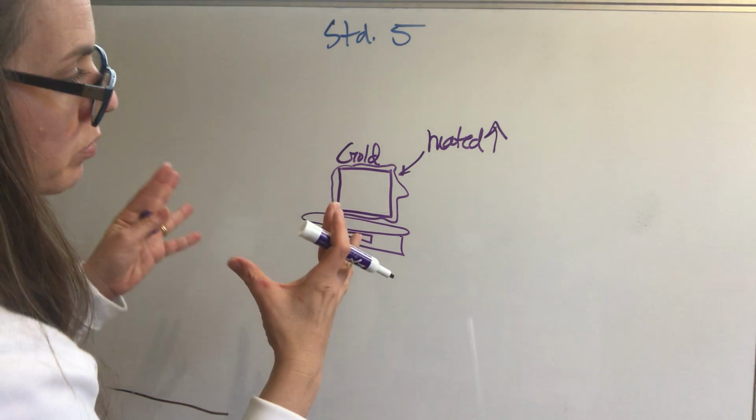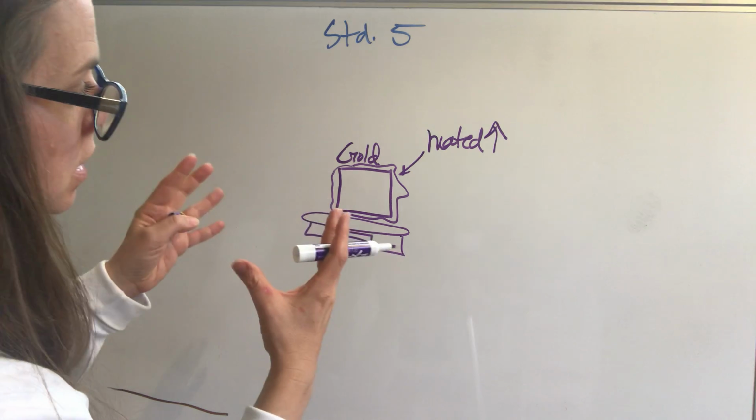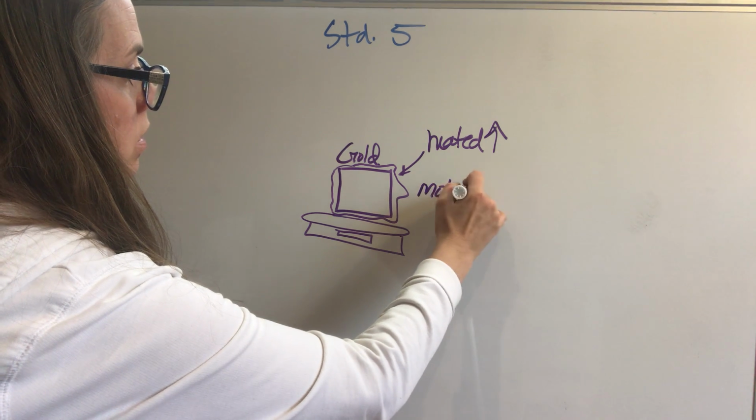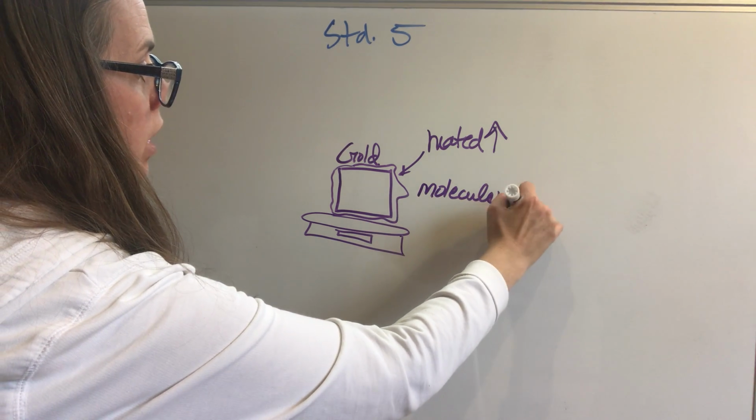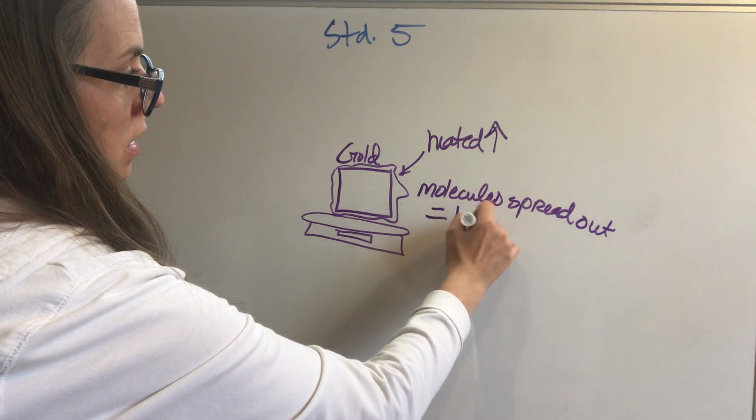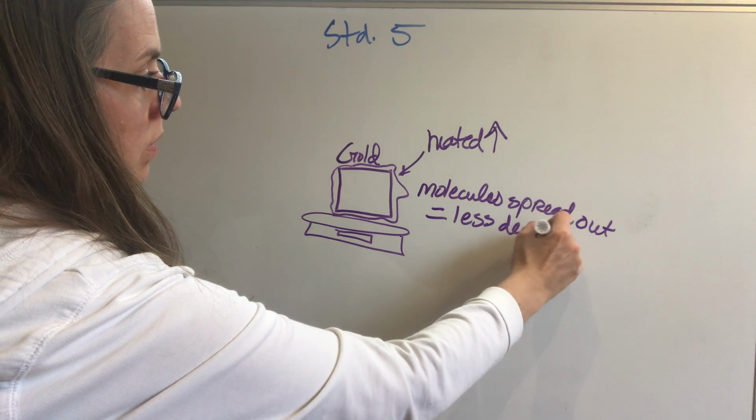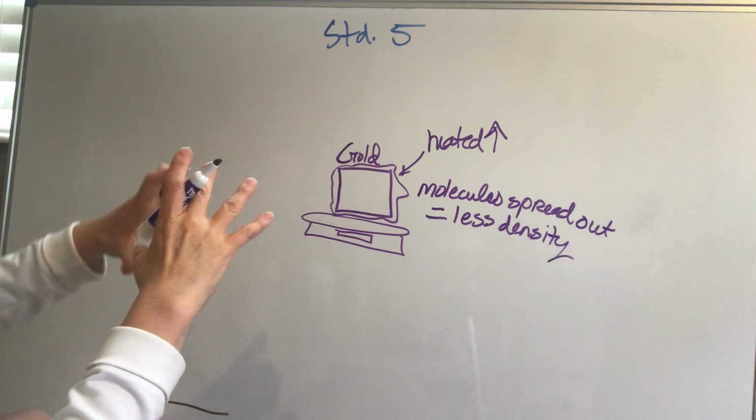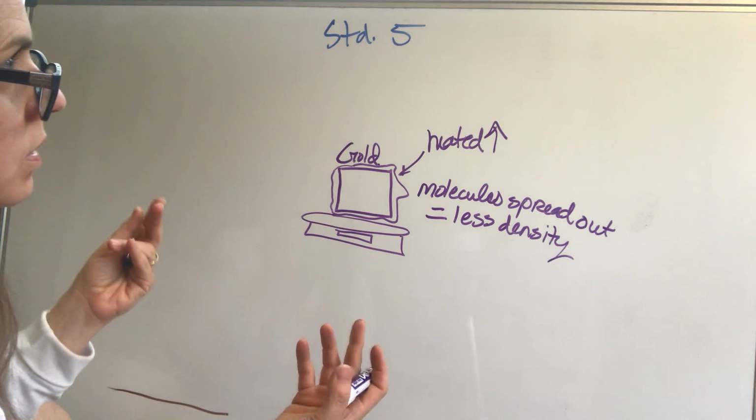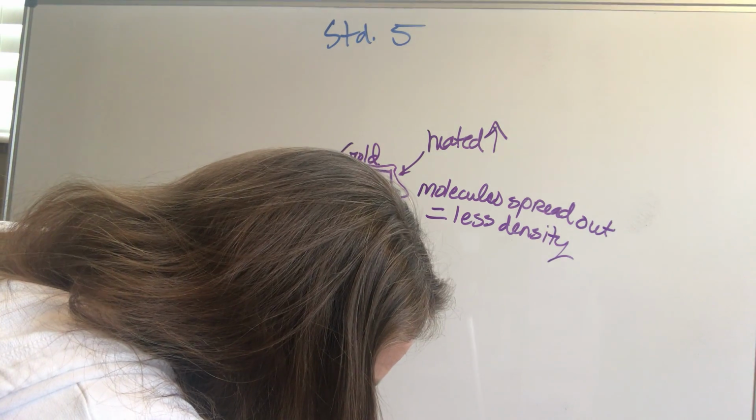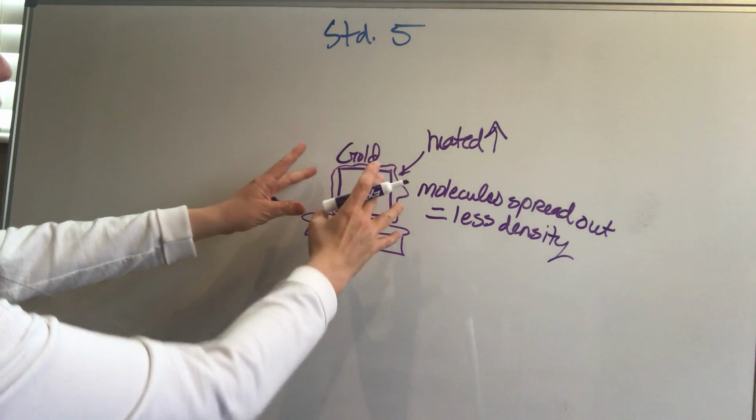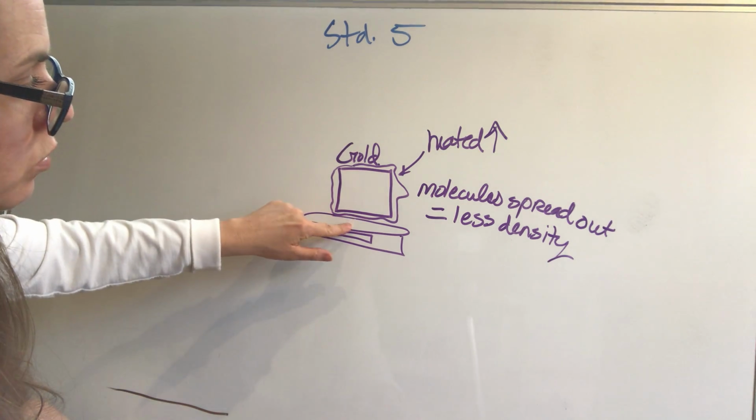That's because the molecules spread out when a substance is heated, right? It becomes less dense. So when molecules spread out when a substance is heated, it equals less density. That's just what's going on. So this gold might measure a larger circumference, a larger volume, like cubic meters or cubic centimeters. It may measure larger that way, but its mass will remain the same.